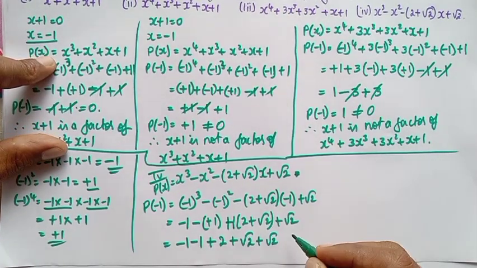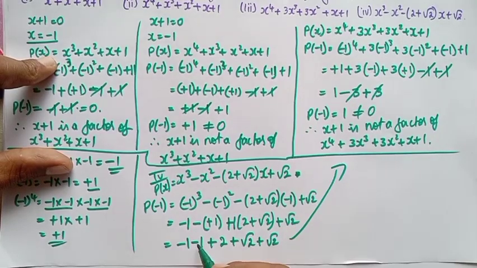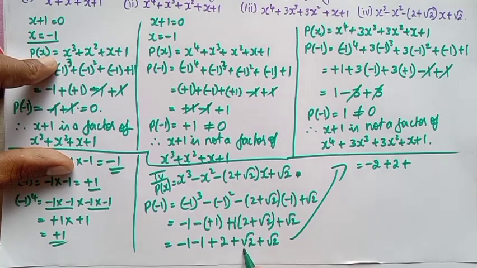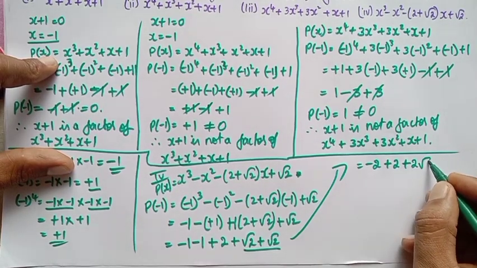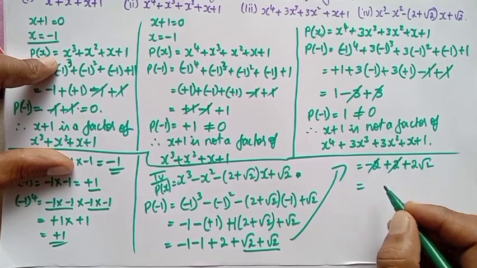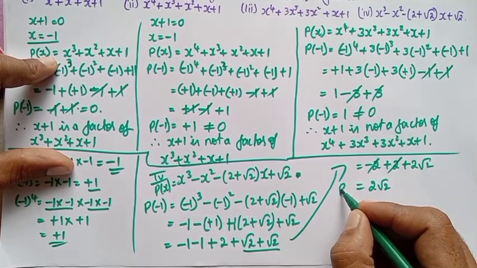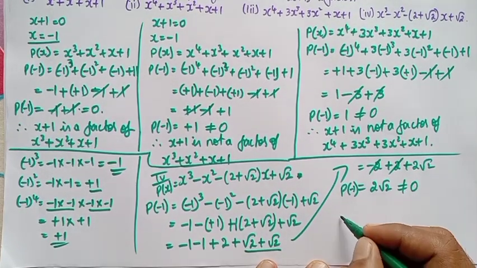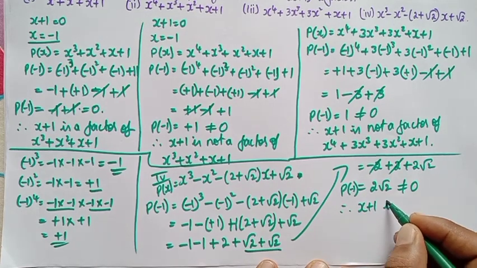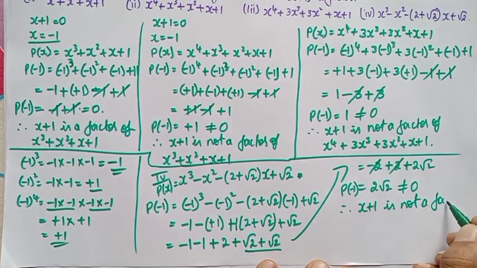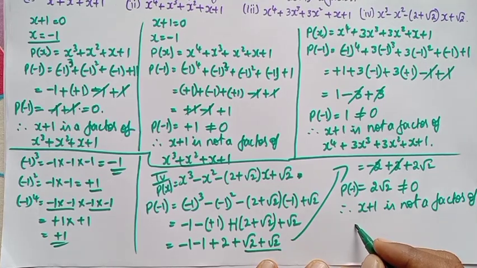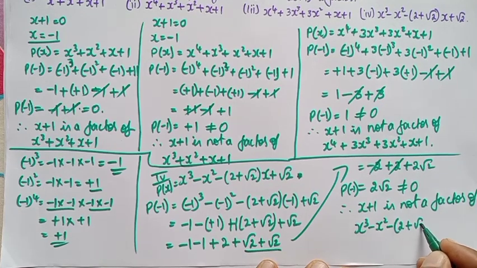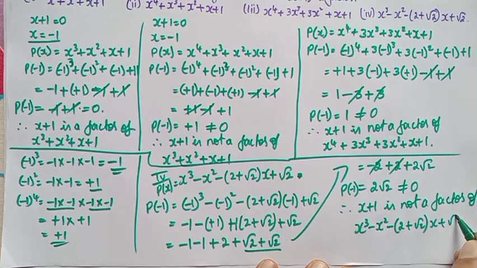which can be written as, let us write this here, minus 1 minus 2 plus 2 plus root 2 plus root 2 is 2 root 2. These two cancel, whereas this one remains, 2 root 2. P of minus 1 is equal to 2 root 2, which is not equal to 0. Therefore, x plus 1 is not a factor of x cube minus x square minus 2 plus root 2x plus root 2.